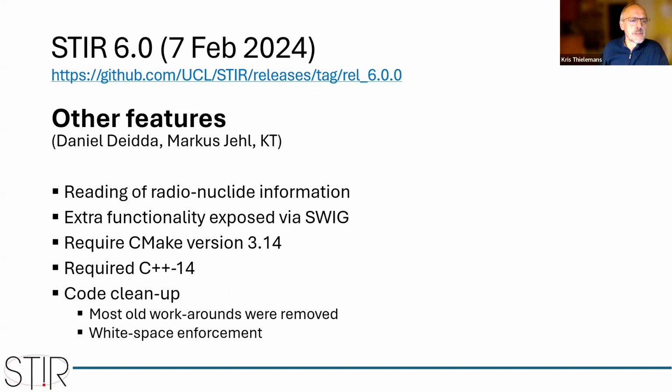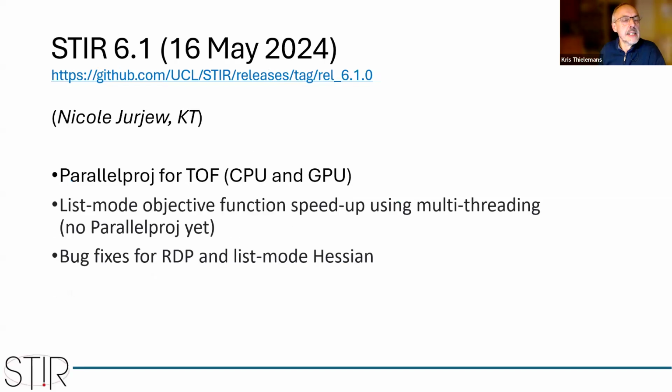It was not the only thing in STIR version 6. We made some more progress towards quantitative information by keeping track of radionuclide information and so on. We upgraded our requirements a little bit for both CMake and C++, meaning that we could cut out a lot of old code with workarounds and then finally impose white space and so on, which is irrelevant for users, but for developers, it's quite important to have this cleaned up because it was getting out of hand.